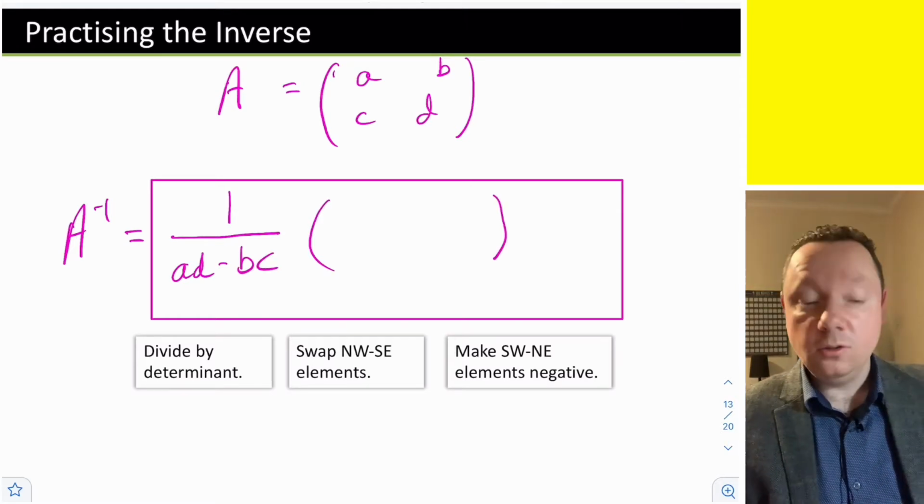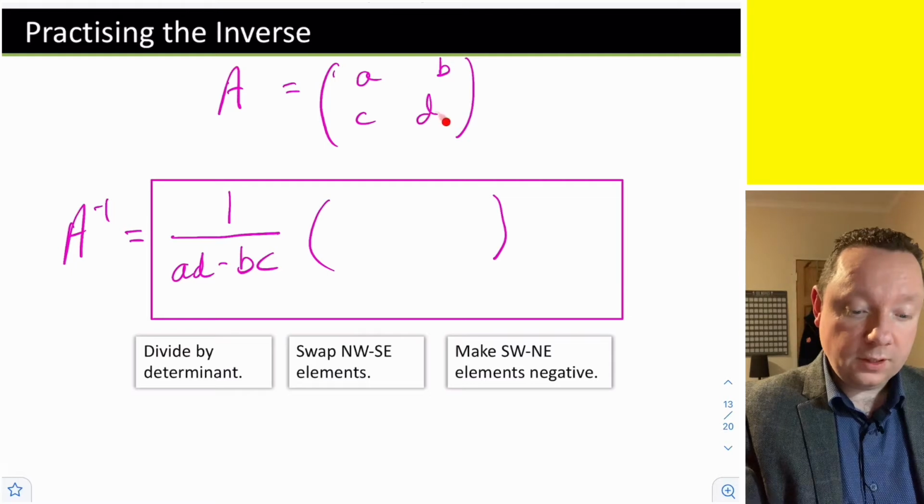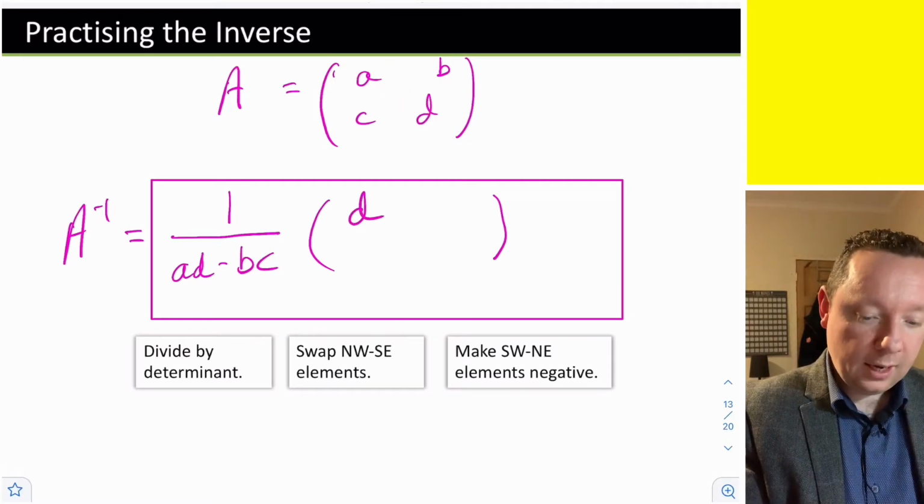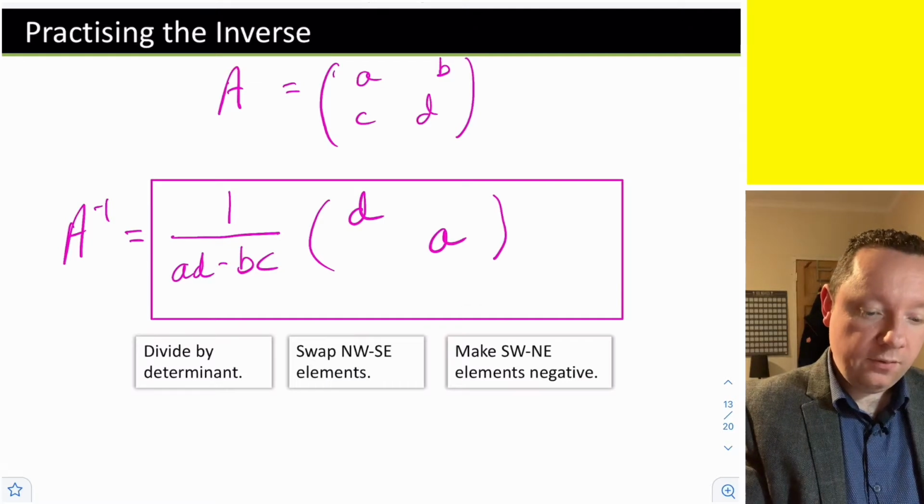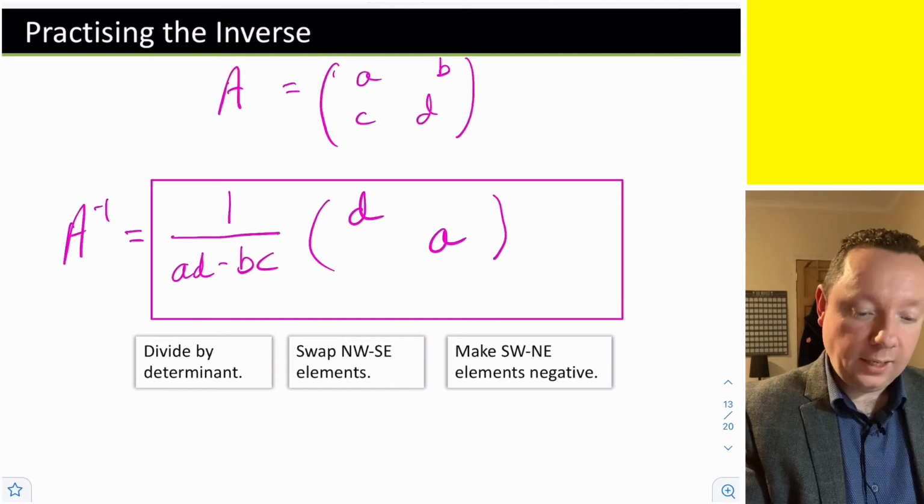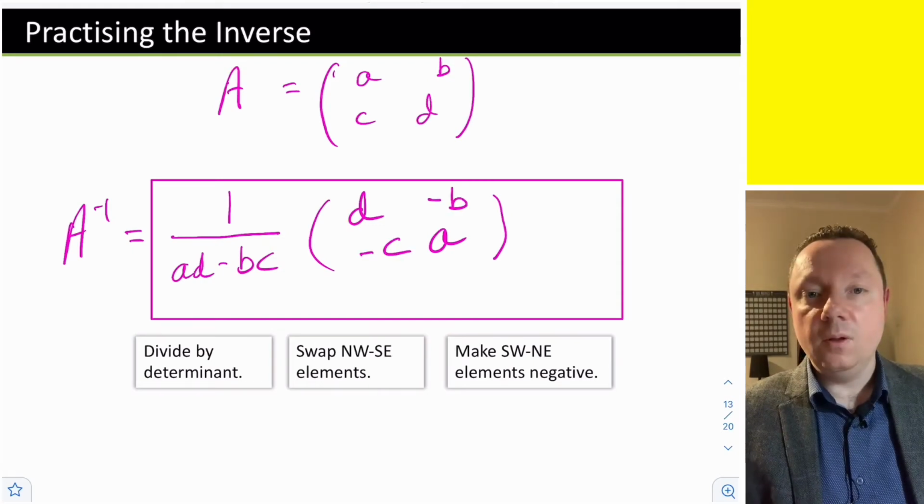and the ones I always do first are this diagonal. They get swapped. So D and A. These do not get swapped, but you put a minus on them. So minus B, minus C. Let's practice that with some numbers.